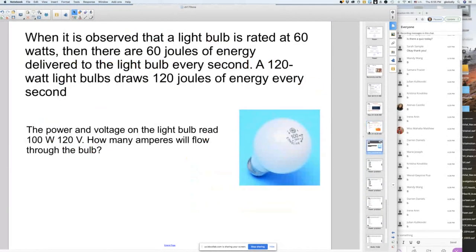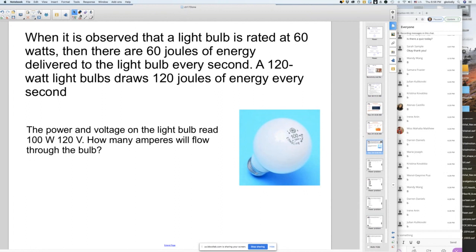Now here's a good little problem. It is observed that a light bulb is rated at 60 watts. What does that tell you? Well, there are 60 joules of energy delivered to the light bulb every second. That's what it tells you. Power is work per time, or energy per time.